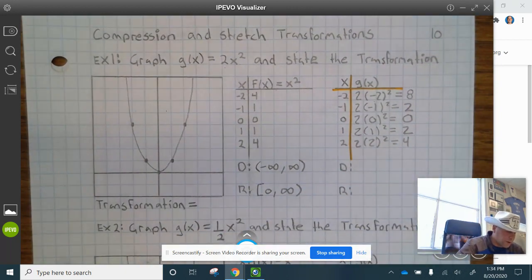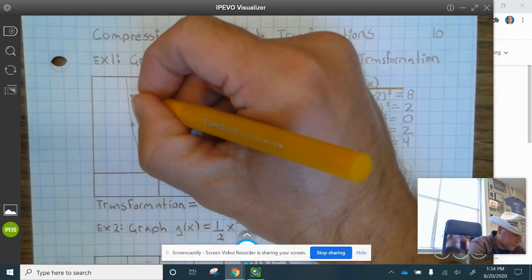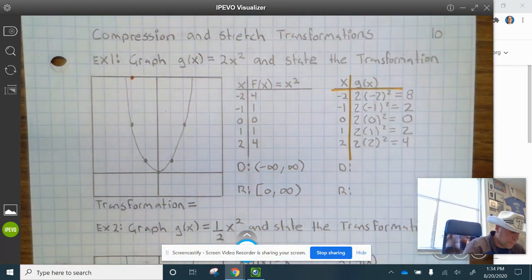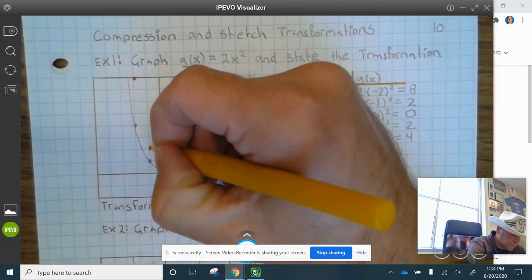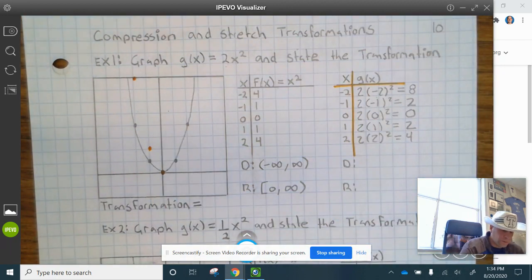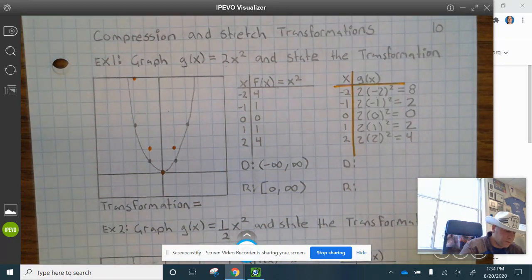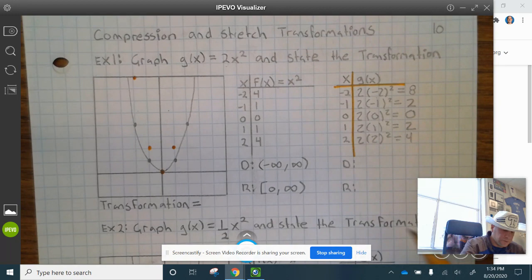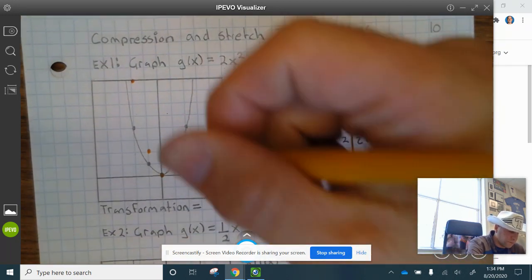So negative 2, 8. 1, 2, 3, 4, 5, 6, 7, 8. Okay, negative 1, 2. So negative 1, 1, 2. Okay, 0, 0. And then 1, 2. And then 2. I'm sorry, that's not 4. Because 2 squared is 4. 4 times 2 is 8. So 2, 8.